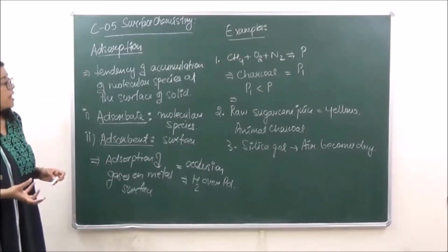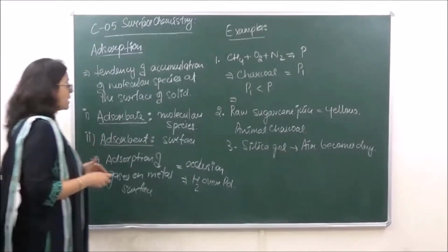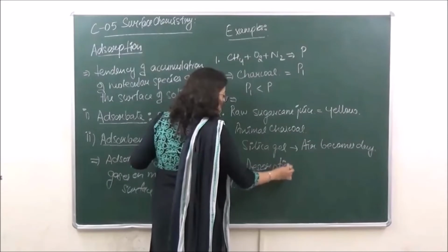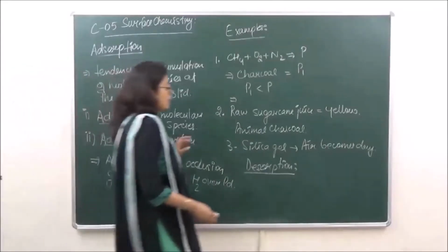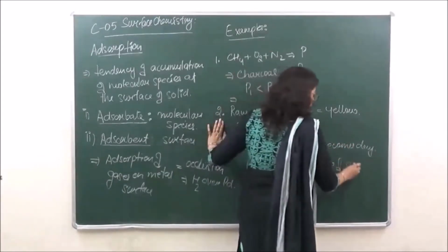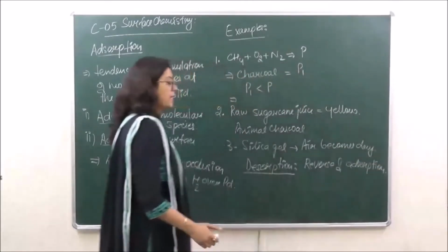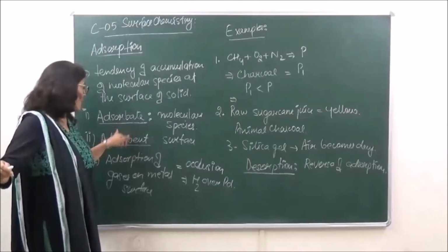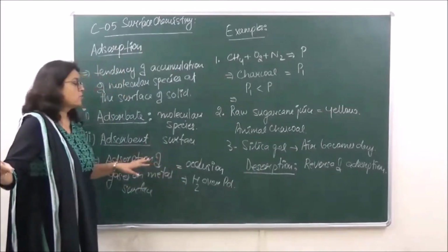Now, if we are trying to remove the adsorbate from the adsorbent, then a reverse process is going to take place, which is known as desorption. So what is desorption? It is the reverse of adsorption. Reverse of adsorption means what? That when the adsorbate leaves the surface of the adsorbent, then the reverse process of adsorption takes place. That is known as desorption.